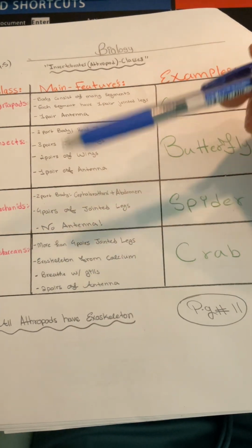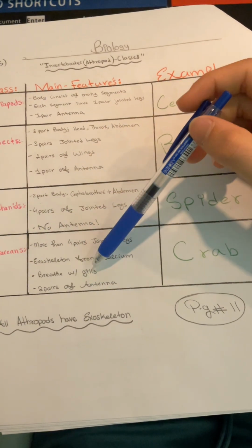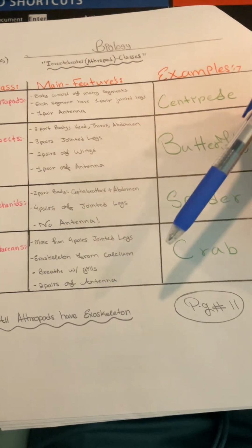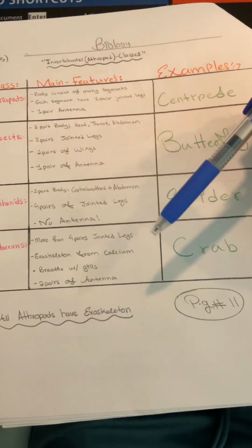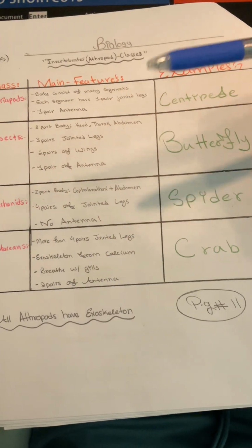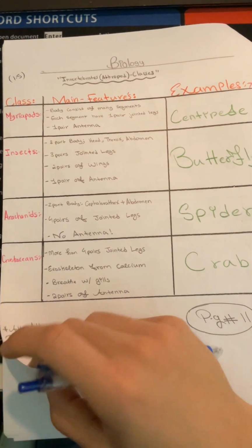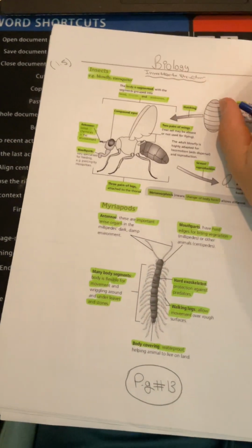Crustaceans have more than 4 pairs of jointed legs. They have an exoskeleton formed of calcium. They breathe with gills and they have 2 pairs of antennae. Some can live on land and water at the same time, just like the crab. All arthropods have an exoskeleton, by the way.